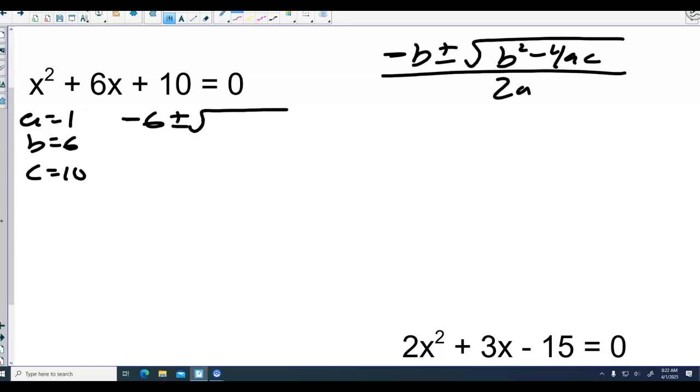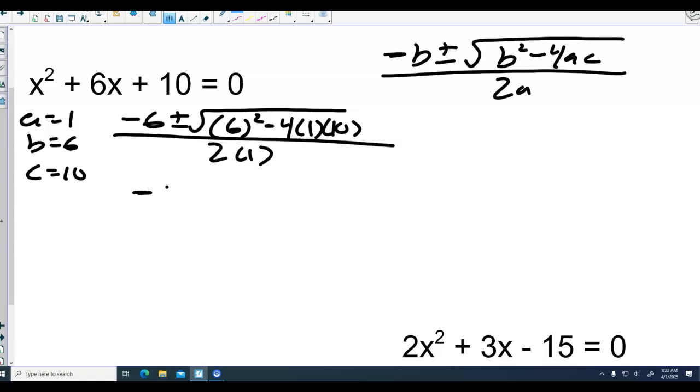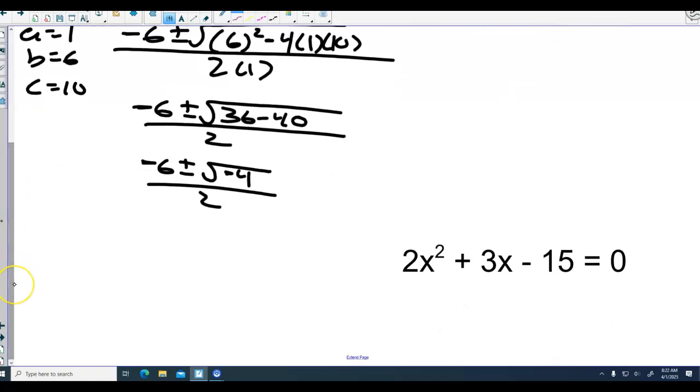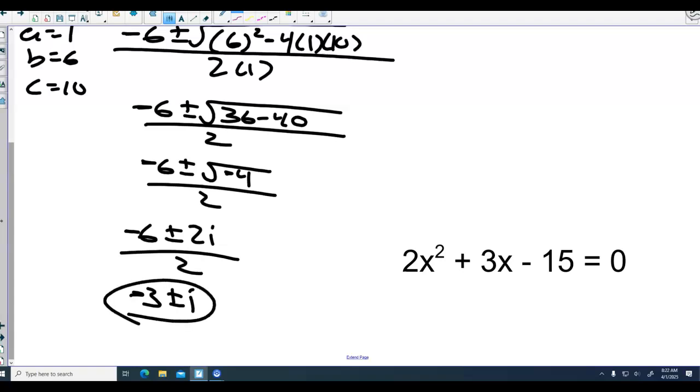Negative 6 plus or minus the square root of 6 squared minus 4 times 1 times 10, over 2 times 1. Negative 6 plus or minus the square root of 36 minus 40, over 2. Negative 6 plus or minus the square root of negative 4, over 2. And the square root of negative 4 is 2i. Square root of 4 is 2, but it's a negative, so it's 2i. I think it's good to split up the denominator. Negative 3 plus or minus i would be your answer.